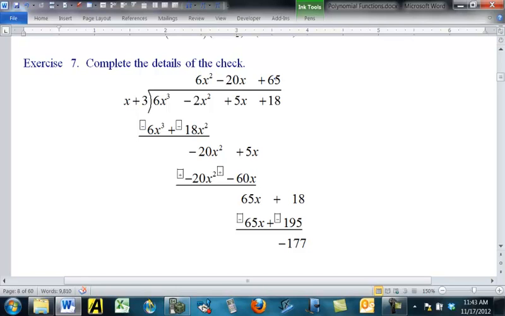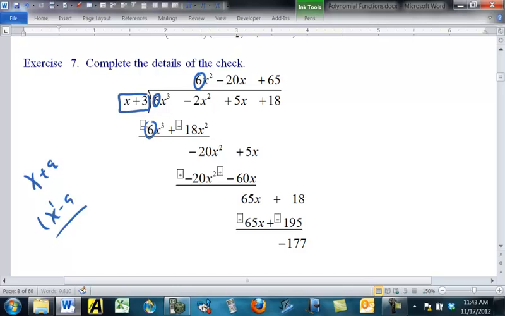65x divided by x is 65. 65 times x is 65x. 65 times 3 is 195. Change the signs and add, and I get negative 177. The thing I want to notice, this is a very simple thing. If it looks like x plus a or x minus a, something very, very simple, monic, coefficient 1, linear, power 1, monic linear divisor, look what happens.